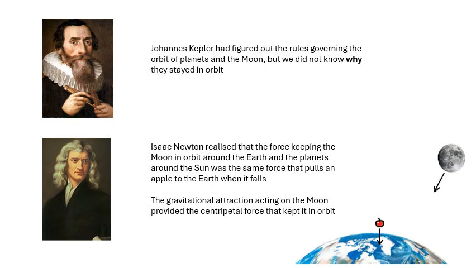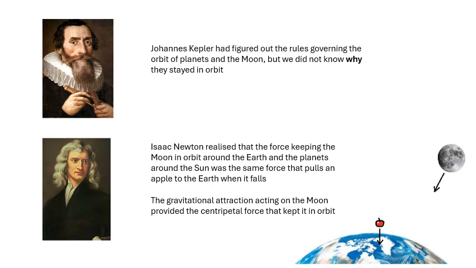This guy, Johannes Kepler, I'm going to talk a bit more about him later. He figured out the rules governing the orbit of planets and the orbit of the moon around the Earth, but we didn't know why they stayed in orbit. Why do planets go round the sun? And in fact, for a while, people thought that everything went round the Earth. And the best guess at the time was that it was angels carrying them around, or they were on celestial spheres or whatever.